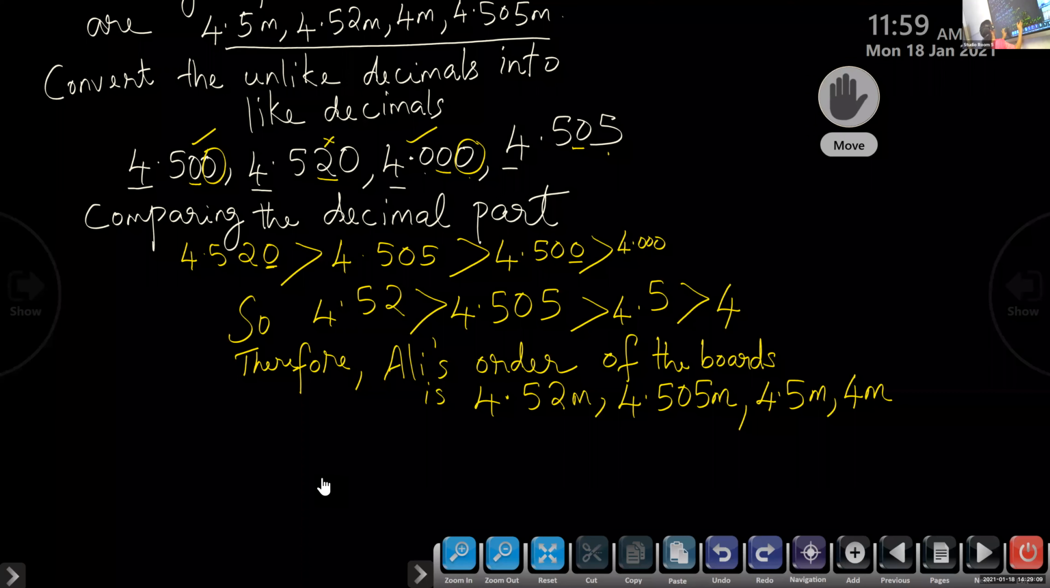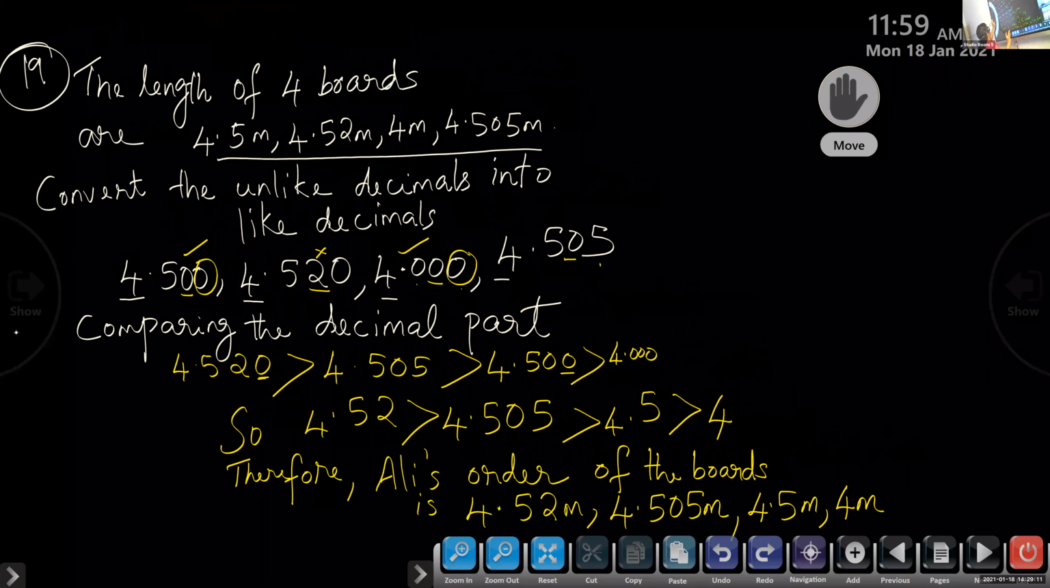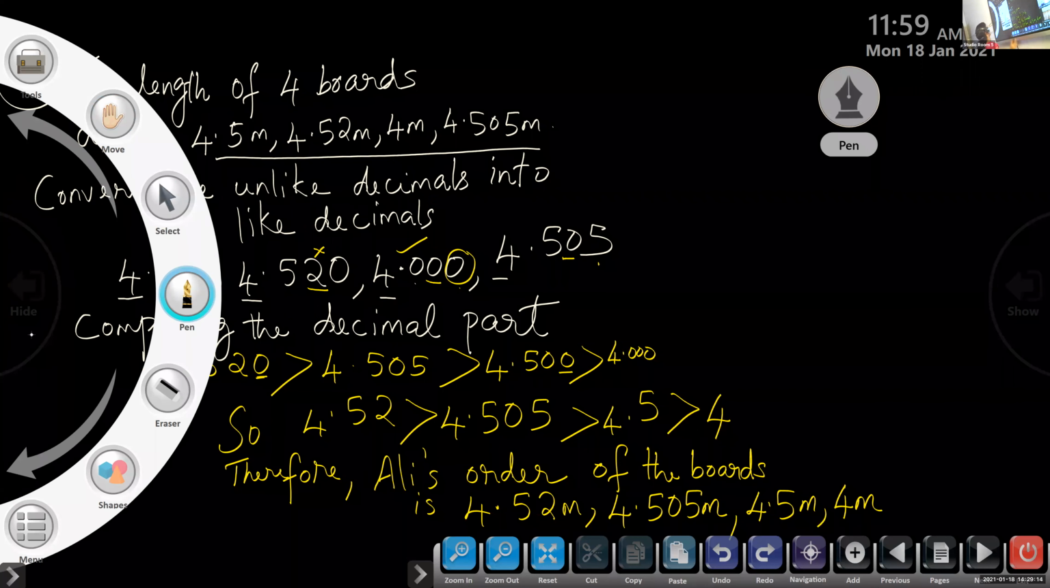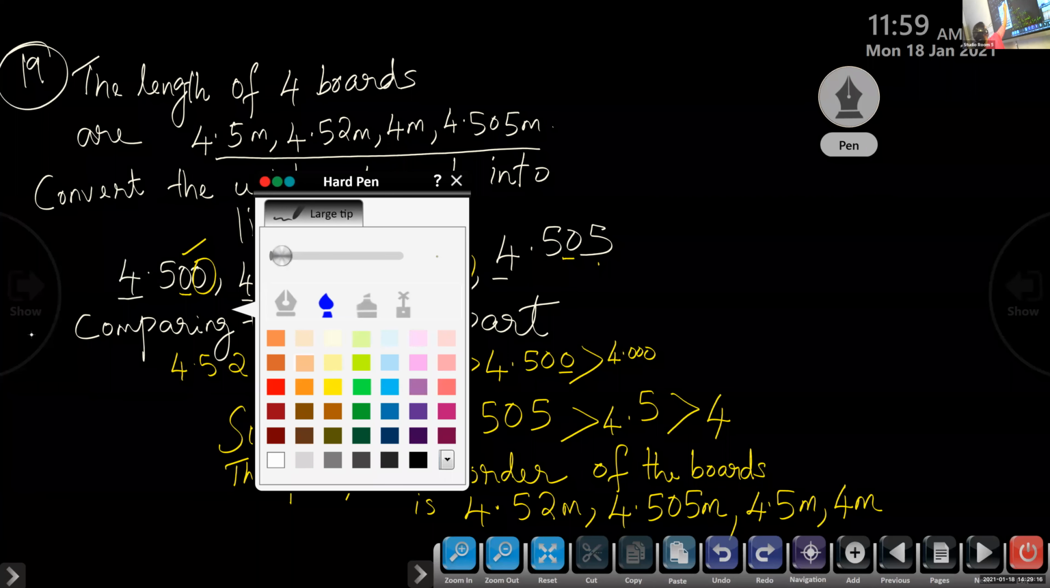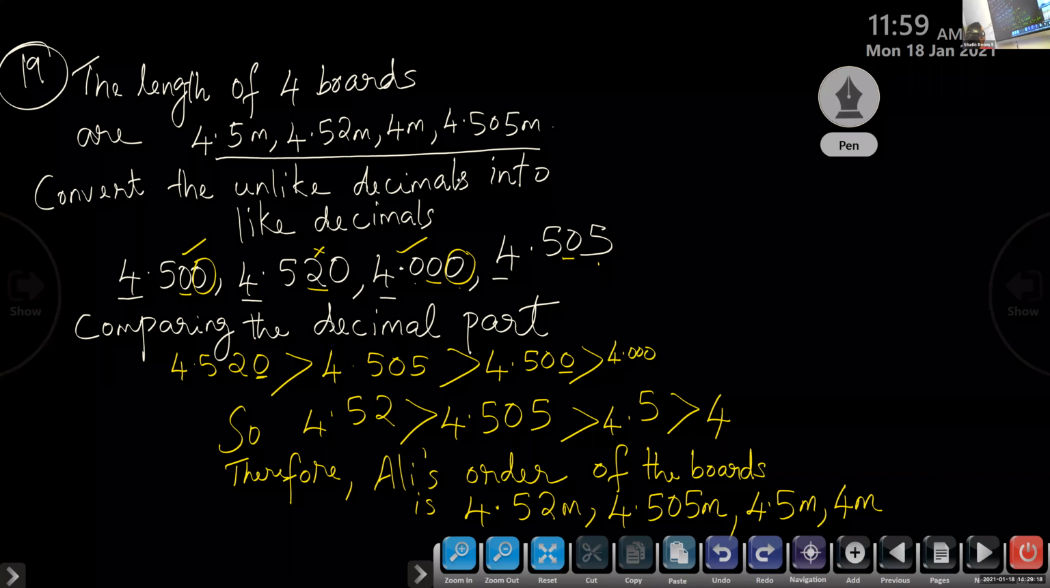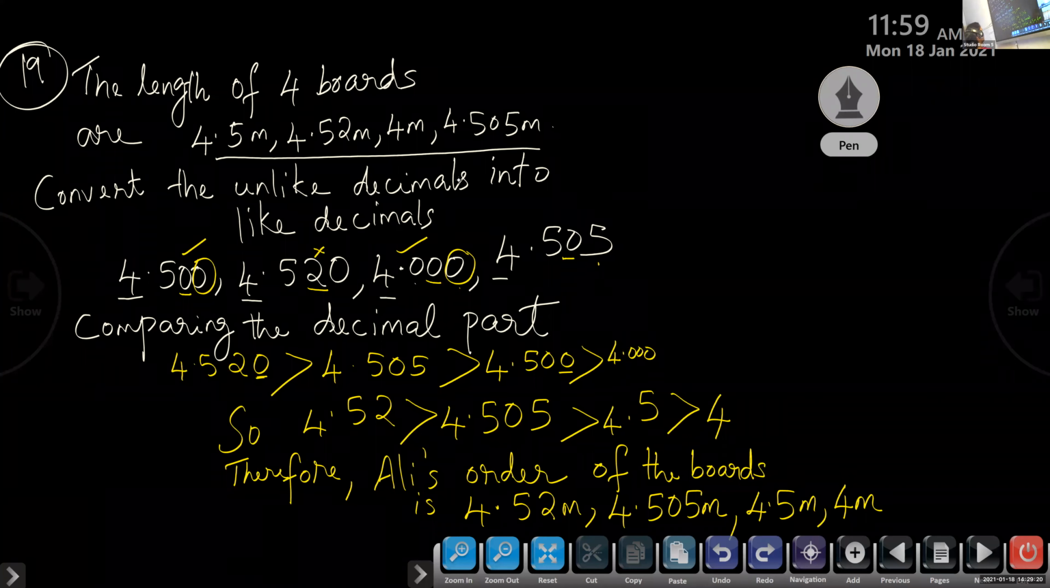Question number 19. So children, first we have to write the question. The length of the 4 boards is given: 4.5 meter, 4.52, 4 meter, 4.505 meter. This is the length of the boards. Now Ali has to arrange this from longest to shortest. Okay, longest to shortest, that we have to do.